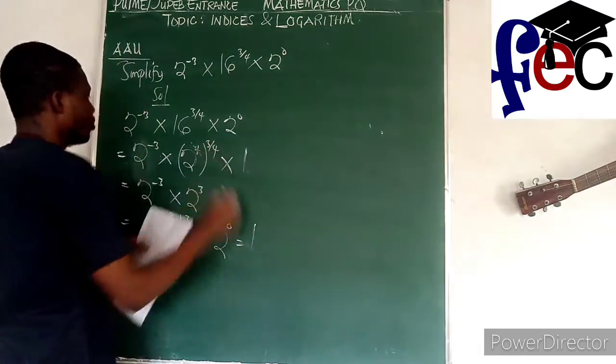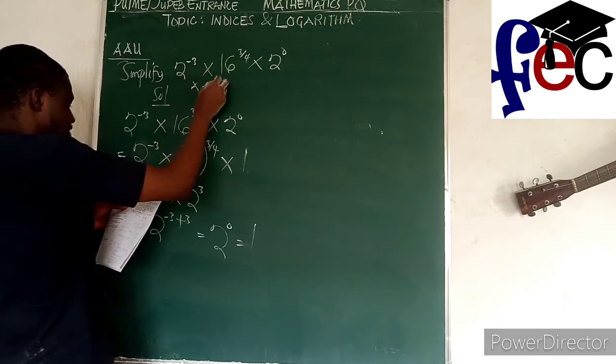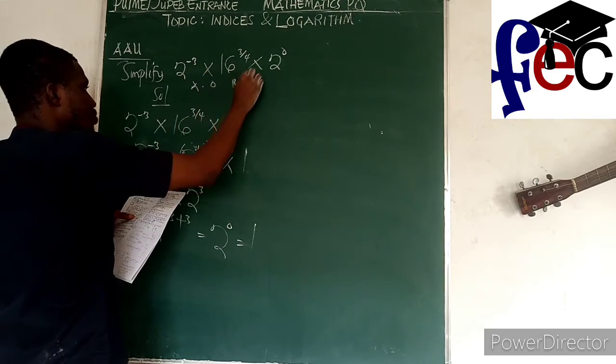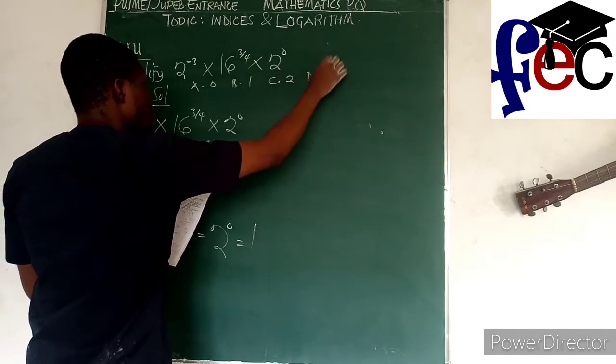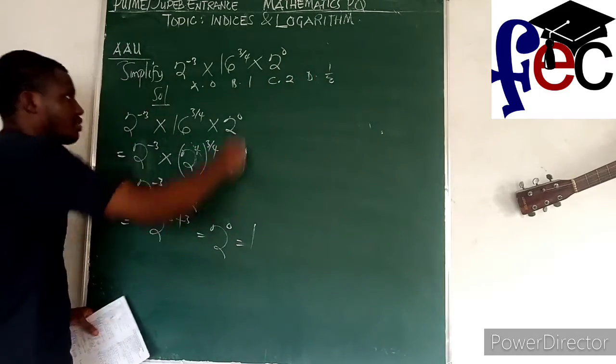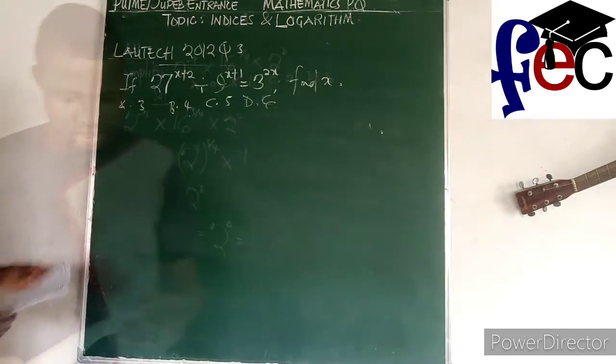1. Oh, I'm sorry, I didn't write the options. Option A is 0, option B is 1, option C is 2, option D is 1/2. And you will agree with me that that's option B. I hope that's clear.